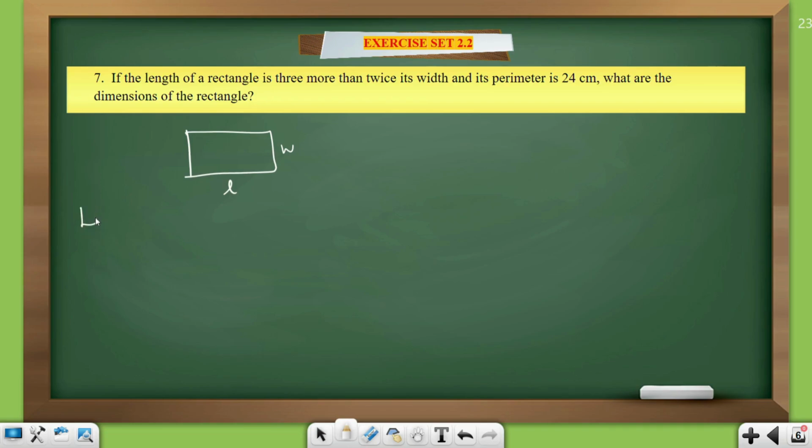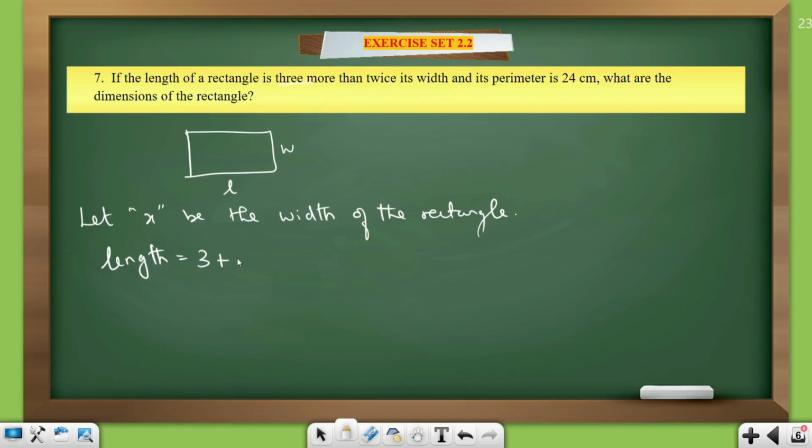So what we will do is, let x be the width of the rectangle. Okay, so length must be, look at the clue here, 3 more than twice the width. Width is x here. So length is equal to 3 more than twice the width. So width value is x and length value is 3 plus 2x. And the next clue is perimeter is 24 centimeters.